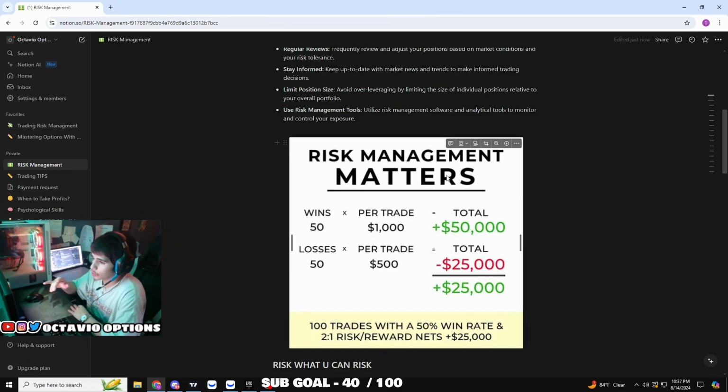Risk management. So you have 50 wins, each one is a profit of $1,000 per trade, right? That's an equal total of 50K in total from the 50 wins, right? You have 50 losses, and you lose 500 per trade. That's only losing 25K. That's half of your 50K.